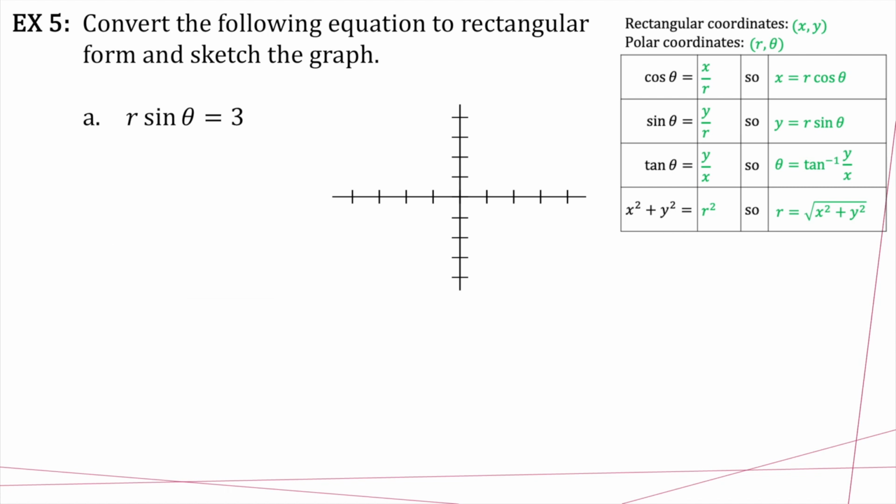Example 5: convert the following equation to rectangular form and then sketch the graph. All right, so r sine theta equals 3. What the heck does that mean? Well, r sine theta, that's right here. That's y. So y equals 3. Okay, so that's just a line.